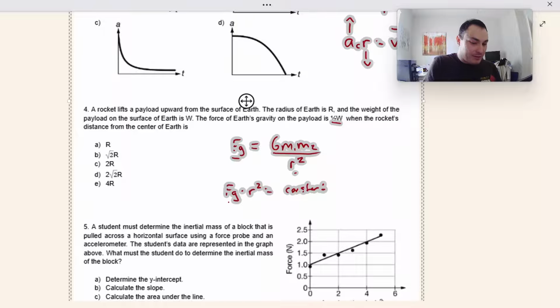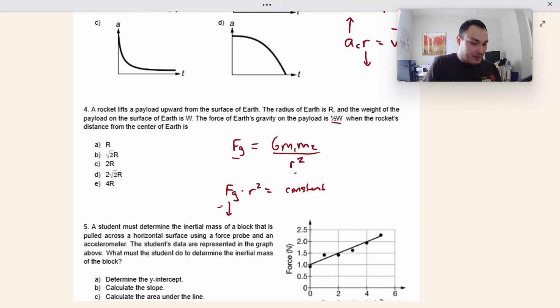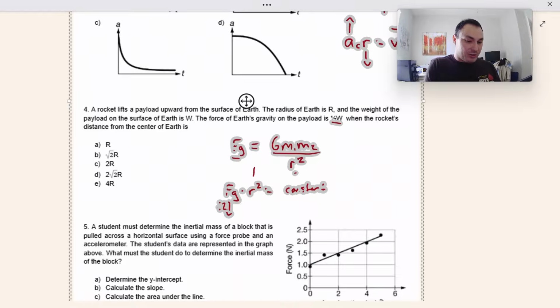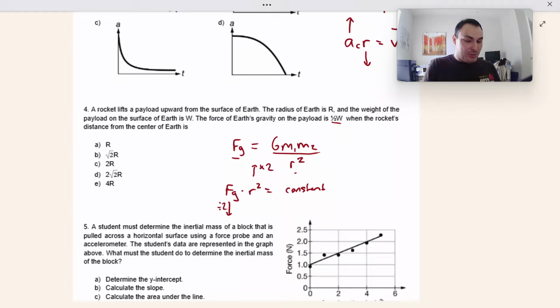So if we divide that force of gravity by 2, that means r squared needs to be multiplied by 2. And since r is squared, that doesn't mean we want to double r, because doubling r would mean we quadruple that r squared value. That means we're going to multiply r by the square root of 2. So the answer there is B.